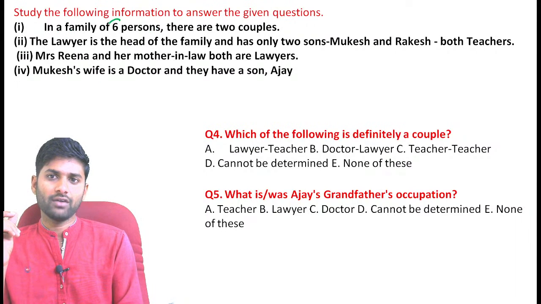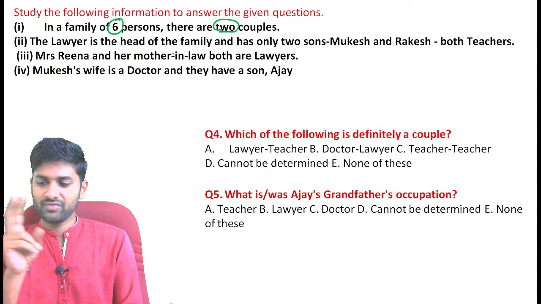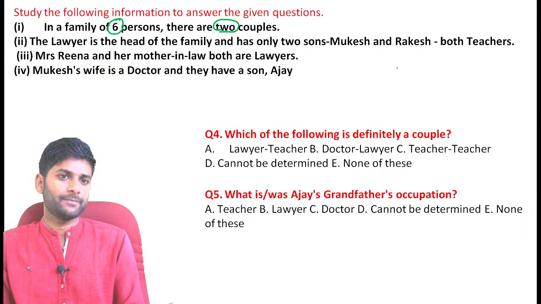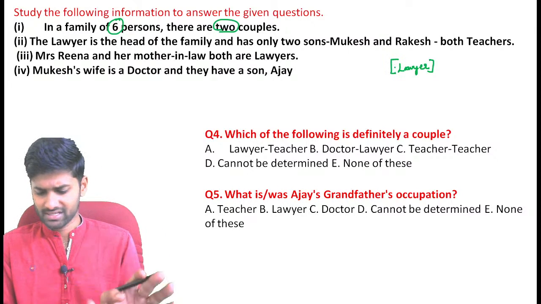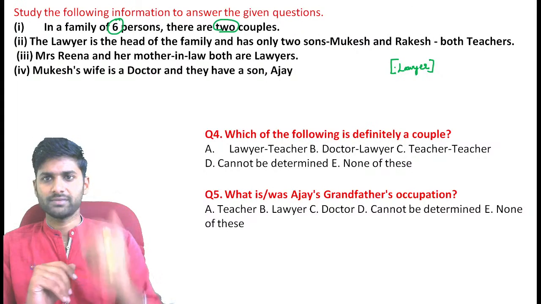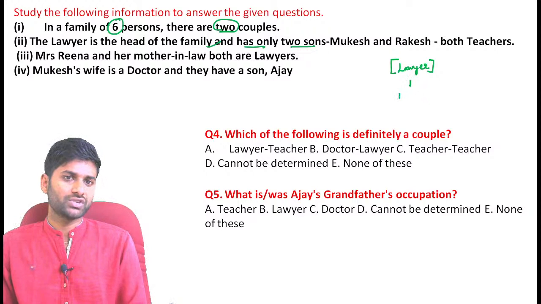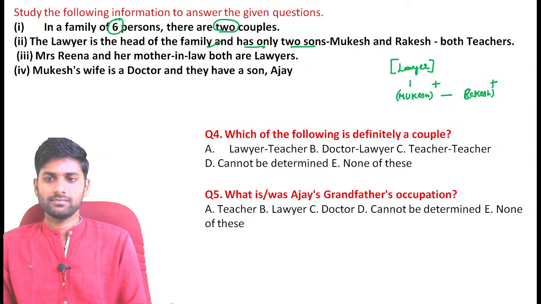In a family, in total, we have to arrange six persons. And they clearly mention the two couples. For the entire arrangement, we want to arrange six persons with the two couples. The lawyer is the head of the family. Head means don't consider he is the main person. He was the head means he was the top prior person. Head of the family, and has only two sons, Mukesh and Rakesh. So there are two sons, Mukesh and Rakesh. Both are male persons.